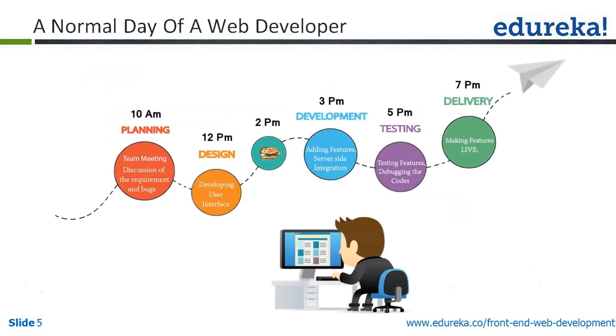Let's look at how a normal day of a web developer looks. Between 9 to 10 a.m. on a working day, the web developer basically walks into the office, logs in, and then probably in the morning you'll have a planning meeting. Basically, what has to be done for the day.